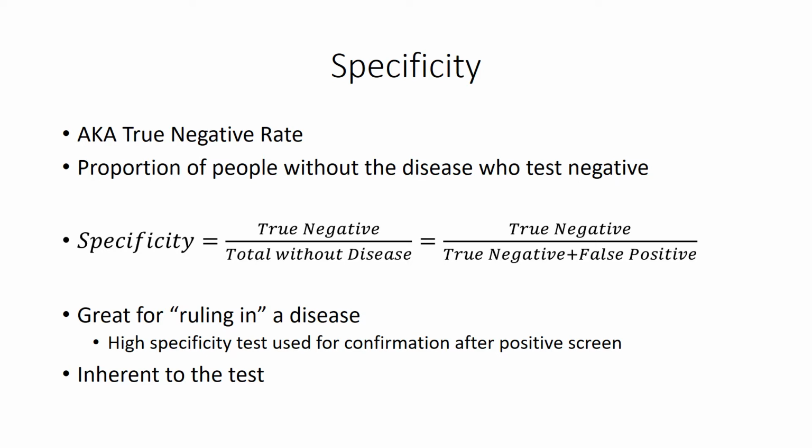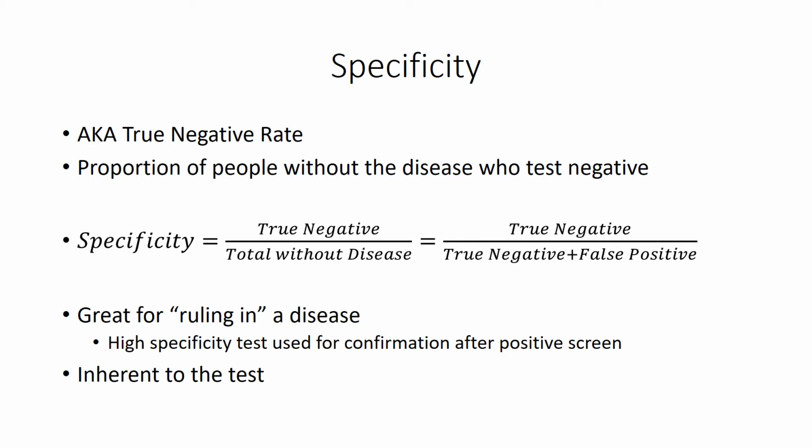The next term is specificity. This is known as the true negative rate. It's the proportion of people without the disease who test negative. Mathematically, specificity equals true negative divided by the total number without disease. But remember, the total number without disease are those who tested negative and in fact do not have it, but also those who tested positive but don't have it. So it's the true negatives plus false positives that are the total without disease.